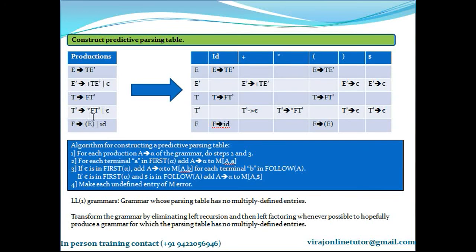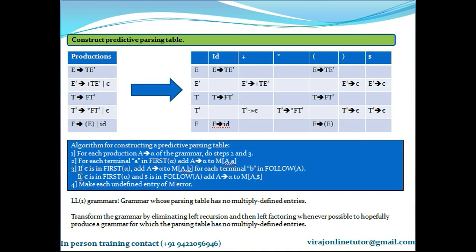What is first of T dash gives asterisk F T dash? It is asterisk. So at T dash comma asterisk, you just copy this production. Let's keep epsilon for now. What is first of right hand side? Open bracket. So at open bracket, you write this production. What is the first of right hand side for F gives ID? ID. So at ID, you place F gives ID. Clear? So I have applied rule number 2.